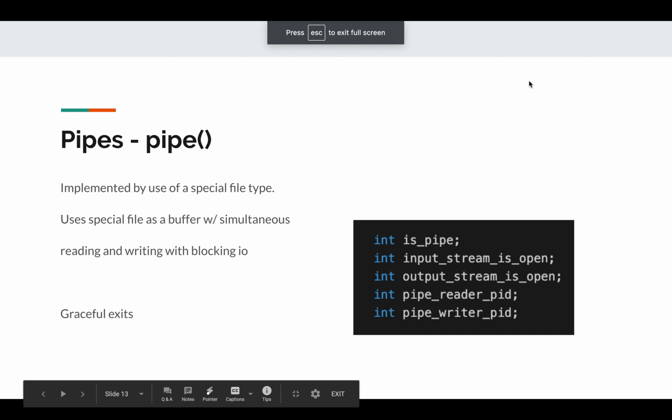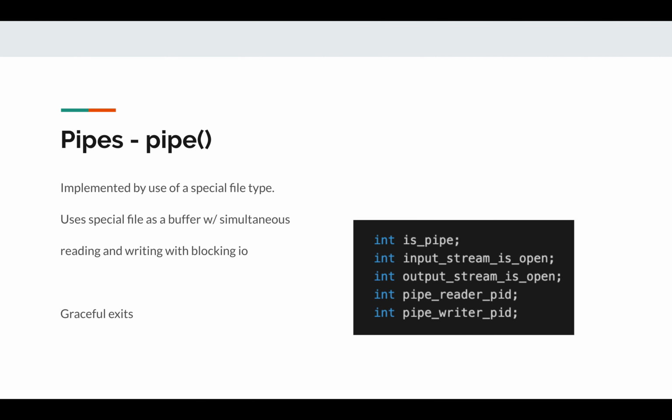Okay, we implemented pipes by use of a special file type, the pipe file. It acts as a buffer with simultaneous reading and writing with blocking I/O, and it allows for graceful exits. Some of the variables we put on each file are pipe, whether each stream, the inputs and outputs, are open, and the PIDs of the readers and writers.